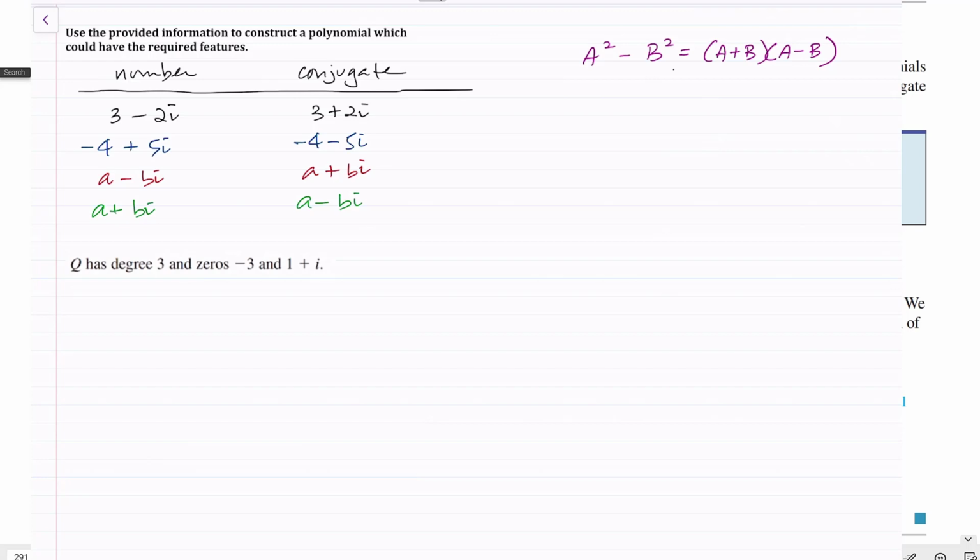They want a polynomial q of x. They want it to be third degree, and they want it to have a 0 at -3 and another 0 at 1 plus i. So the first item you have to recognize is that they haven't given you 3 zeros directly, but they have given you 3 zeros indirectly. And so we know that if you have 1 plus i as a root, you're also going to have 1 minus i also.